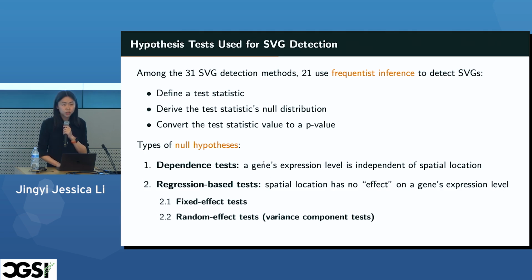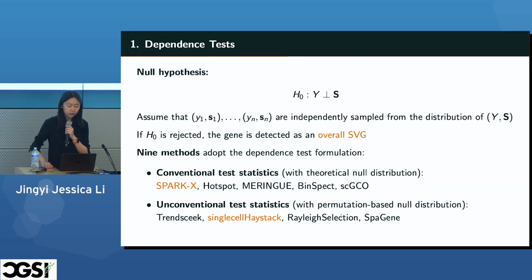In the regression model, the gene's expression level is your response Y, and the spatial location is your covariate S. So what you want to ask, or the null hypothesis, is that the spatial location has no effect on the gene's expression level. To implement this, we have 2 ways: fixed effect test and random effect test. Random effect test is also known as variance components test. I think for our audience here who work on statistical genetics, this should be something you are familiar with. First, dependence test. The null hypothesis is simply independence. So suppose that we have n spots for one gene, then we have Y1, S1 for spot 1.